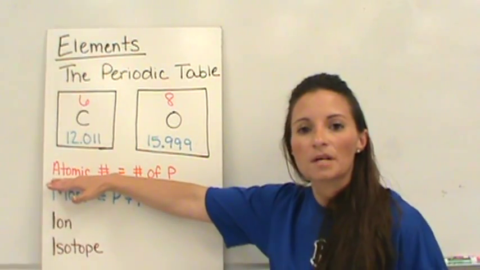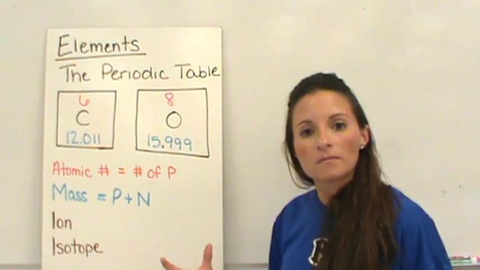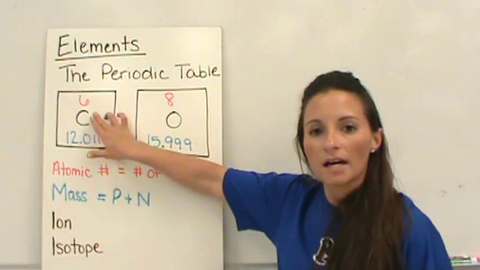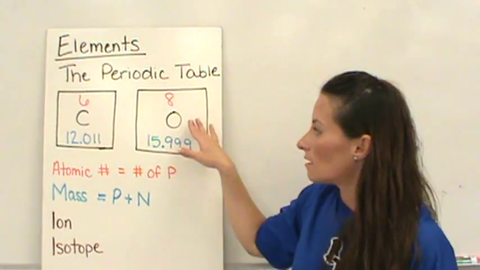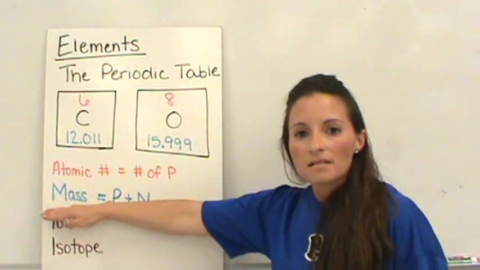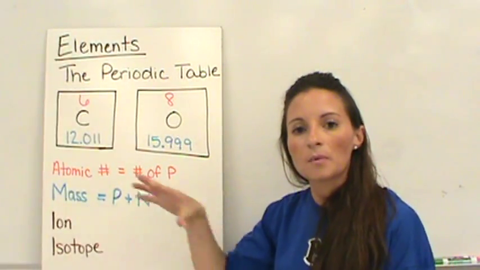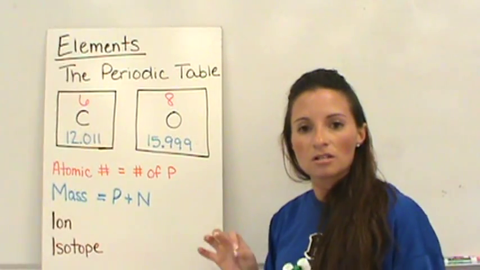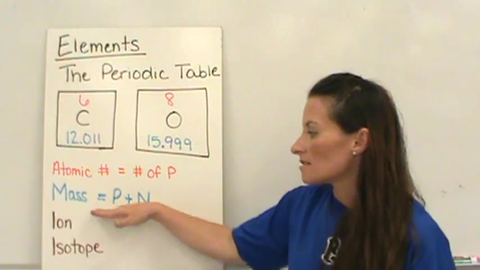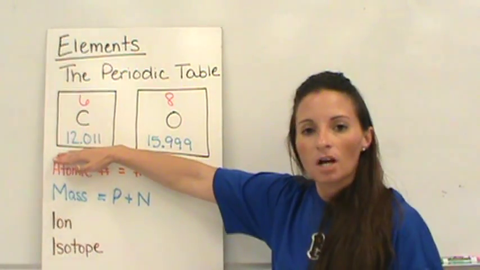So the atomic number is actually going to tell us the number of protons, and if it's a neutral atom, that means it's also going to be the same number of electrons. Okay? So carbon has 6 protons, oxygen has 8 protons. The mass number is going to give us the total number of protons and neutrons, because if you remember from before, each proton and neutron has a mass unit of 1, which adds up to this mass here. So carbon's going to be 12.